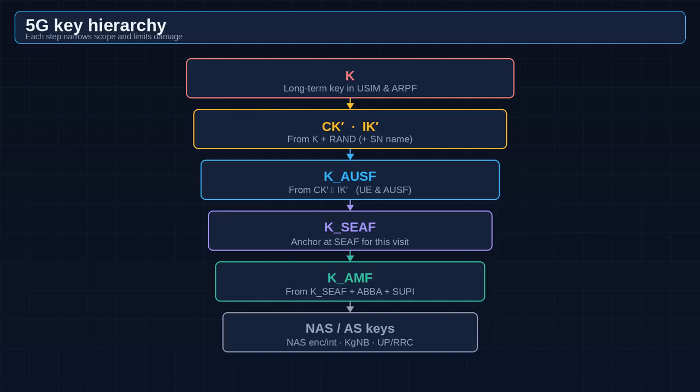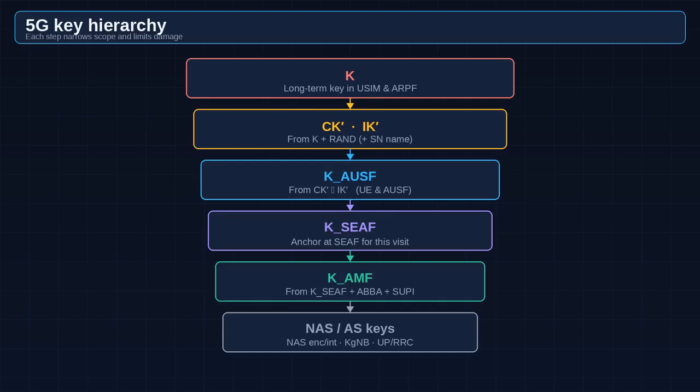From KAMF, the system derives further keys for NAS integrity, NAS encryption, and the gNB side, KgNB, which then fans out into user plane and RRC protection keys on the radio. Here is why the hierarchy matters in practice. If a gNB is compromised, you can rekey below KgNB without throwing away the entire registration. If you change AMF within certain procedures, you may rederive downstream keys without rerunning full AKA.